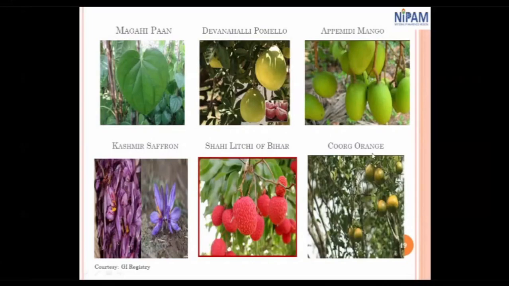Someone has asked in the chat box whether food items can be protected or not. So talking about the Shahi Litchi of Bihar, the atmospheric conditions of Bihar are very much required, and it is only in Bihar that such atmospheric conditions are favorable for the growth of Shahi Litchi in the region of Muzaffarpur. So these litchis have been identified as a geographical indication. Such food items like the Tirupati laddu, which is only made in Andhra Pradesh, can also be protected under the category of GI.